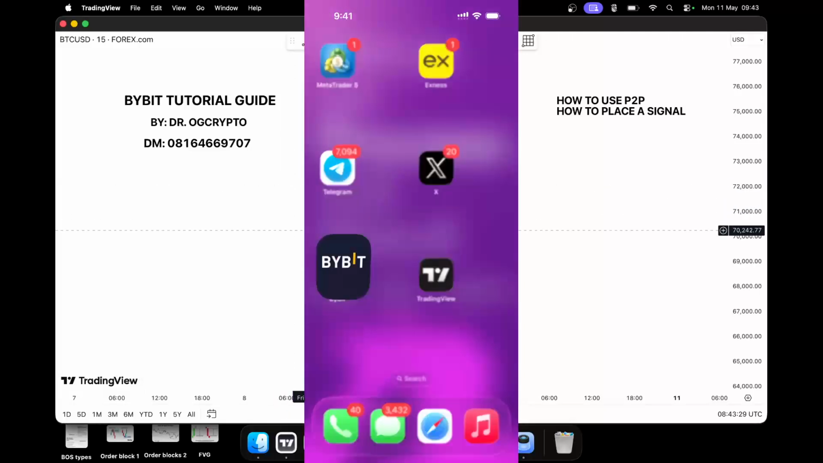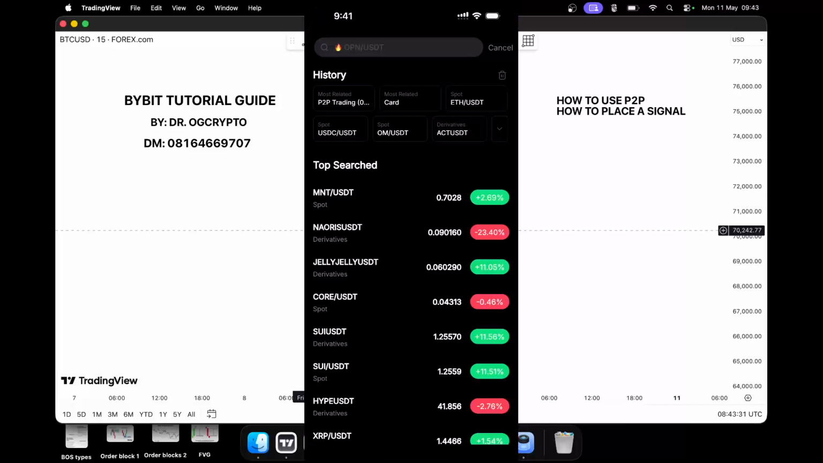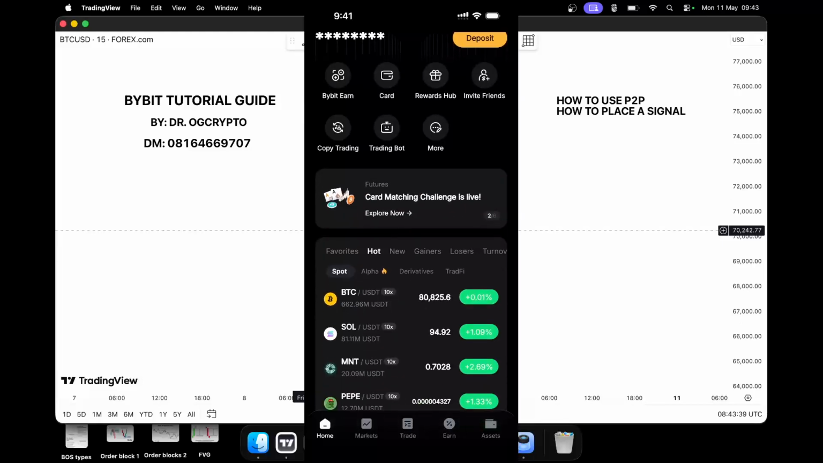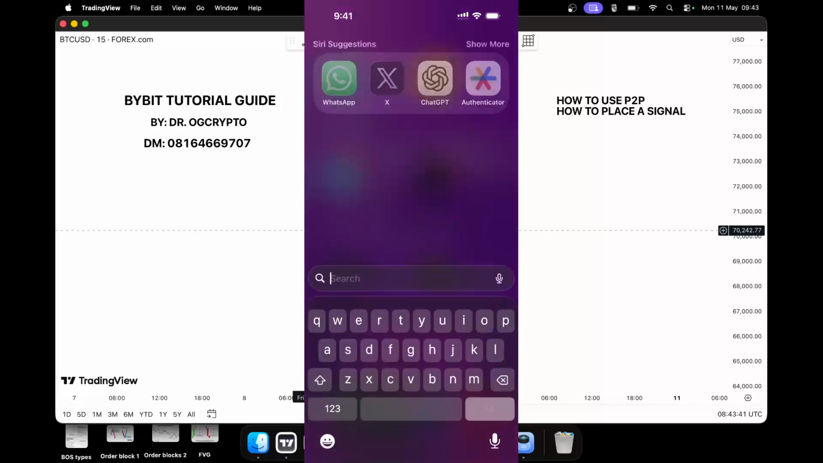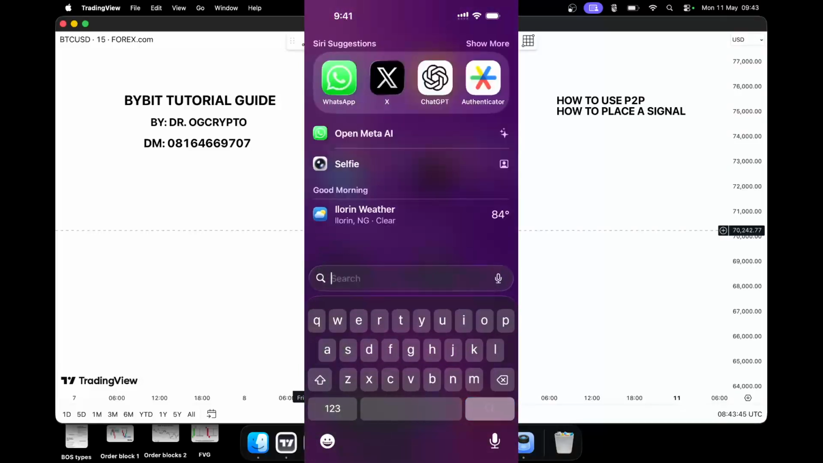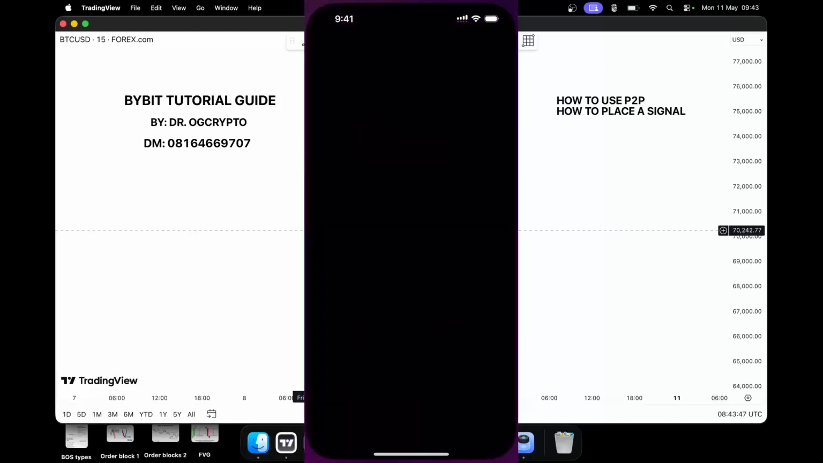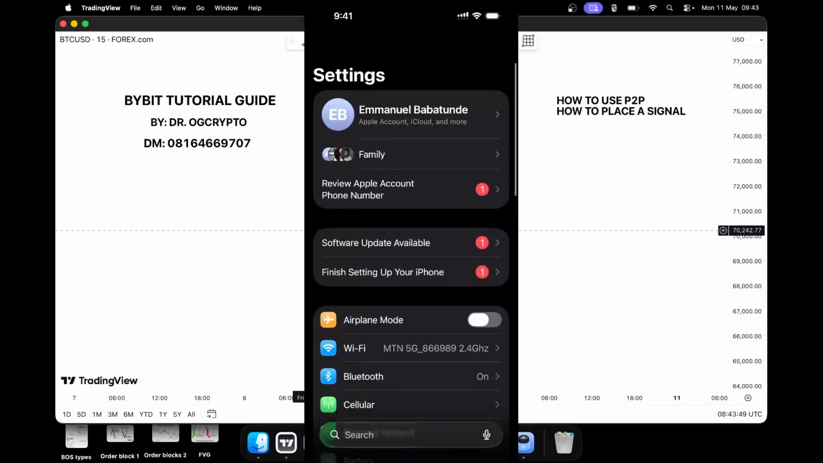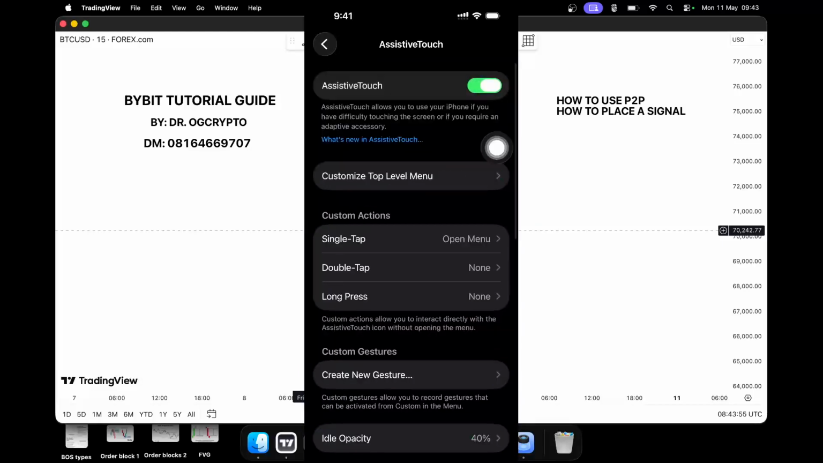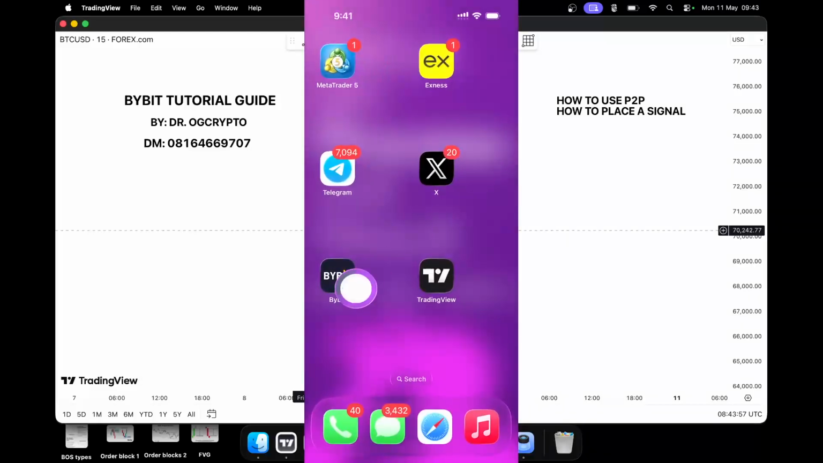So in this BYBIT, I'm going to be showing you how you can navigate through BYBIT. You understand? So let me turn on my assistive touch so that it can help me show you what I want you to know. Okay, so let's dive straight into it.